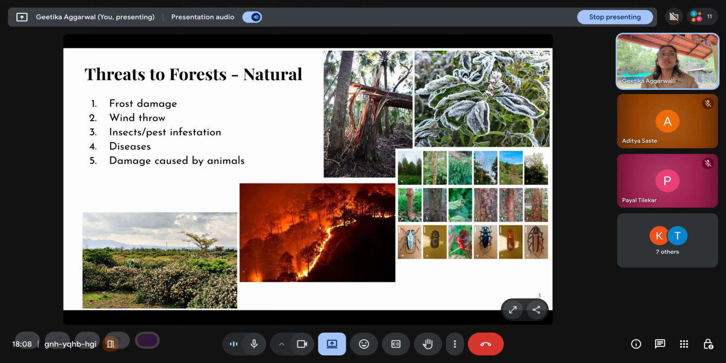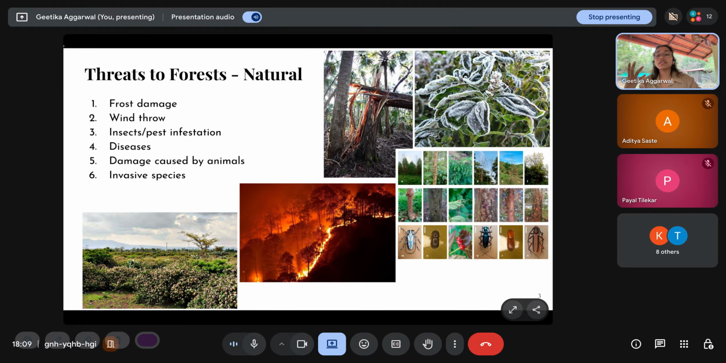On the other hand, even animals like monkeys, langurs, macaques, all of these, when they move through the trees, when they're jumping around in the trees, they can lead to a lot of destruction to the branches, to well-established trees, and that can lead to damage to the forest.